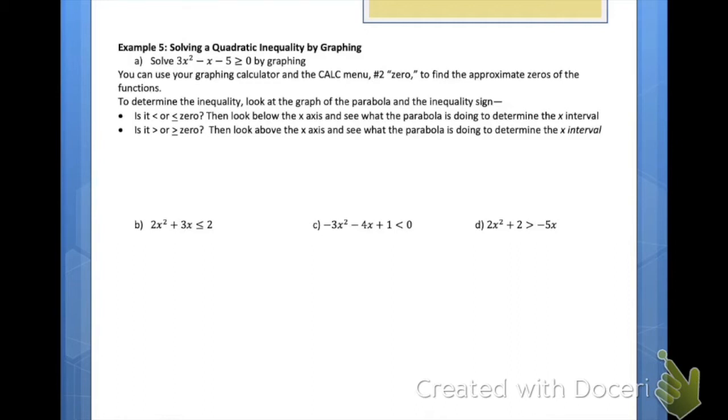So this says solve 3x squared minus x minus 5 greater than or equal to 0 by graphing. So you're going to use a graphing calculator. And what we're looking for is the x interval that will show the part of the parabola that is greater than or equal to where y is 0. So you're going to use your graphing calculator, and then on the calc menu, you're going to go to number 2, 0, and find the approximate zeros of the function. So I'm going to pull up my graphing calculator and do this.